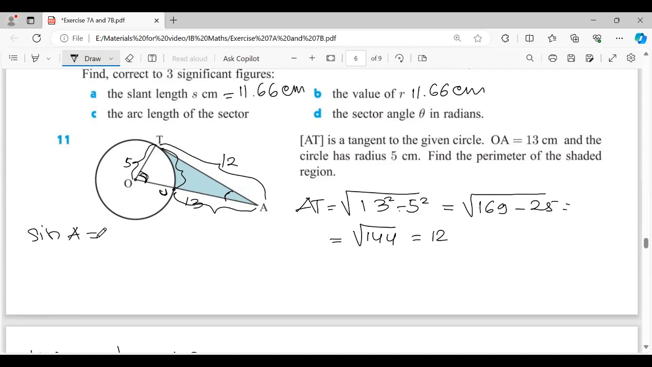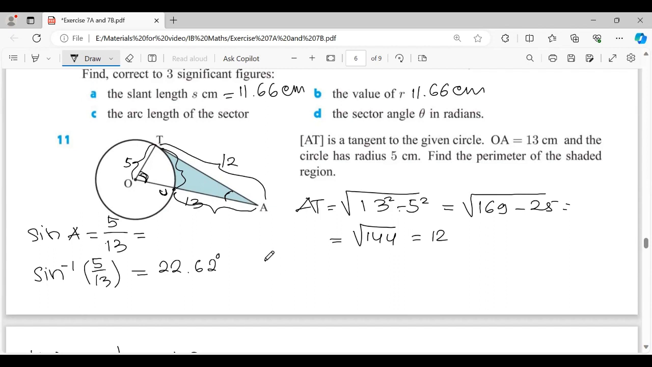So angle A, sine A equals 5 over, yeah, 5 over 13 equals, sorry, we're going to find arc sine or sine power negative 1 of that, 22.62. Okay, yeah. So this angle is 22.62.